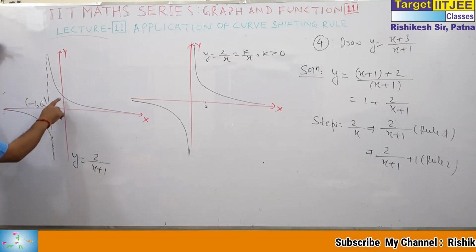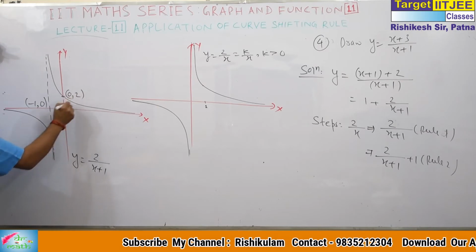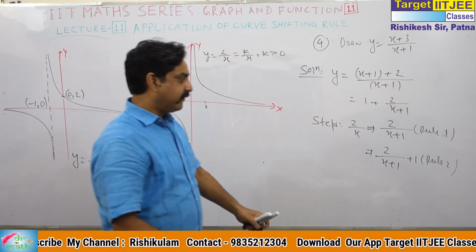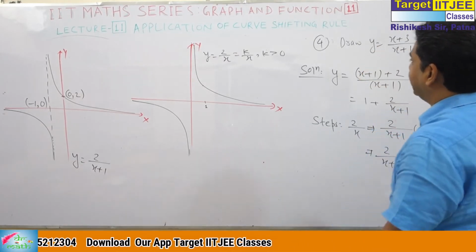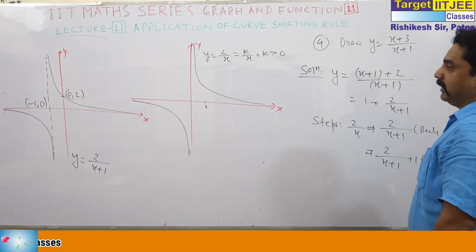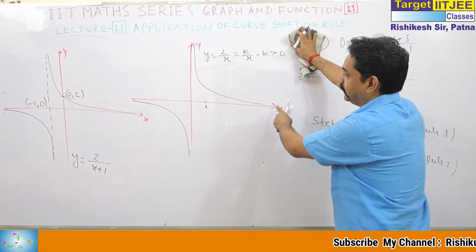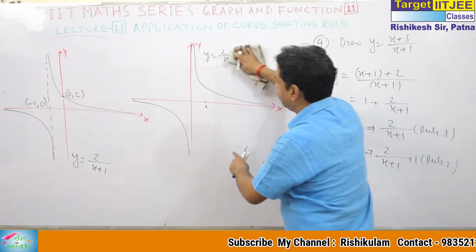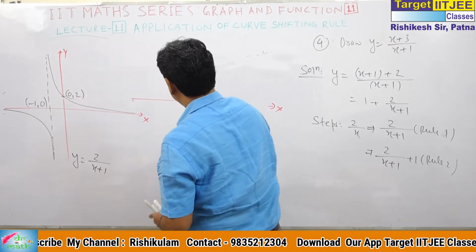If you want to write this point, what is this point? At x is equal to 0, this is 2. So this is 0, 2. And what will be the final version? So the final version will be, let me erase this one. I will do it here. Okay? I think you have done it. Let me do here. What do we do in the final version?